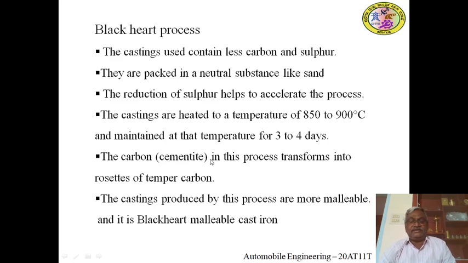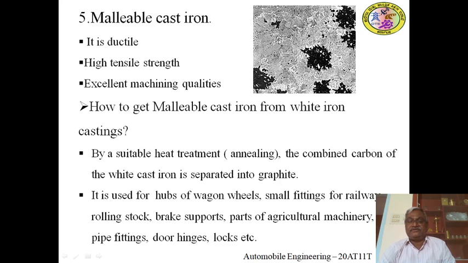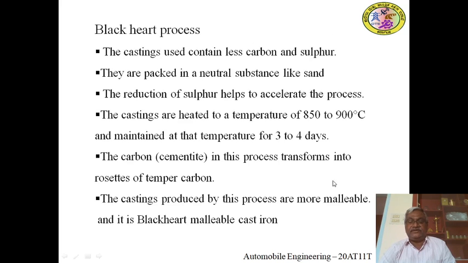At that time the cementite is transformed into rosettes of temper carbon. Rosettes means the carbon combines together at one place to form a shape just like a rose, as shown here. All the carbon particles combine together to form these rosettes of free carbon. The casting obtained by this process is more malleable, and it is somewhat black in color. That is why it is called black heart malleable cast iron.